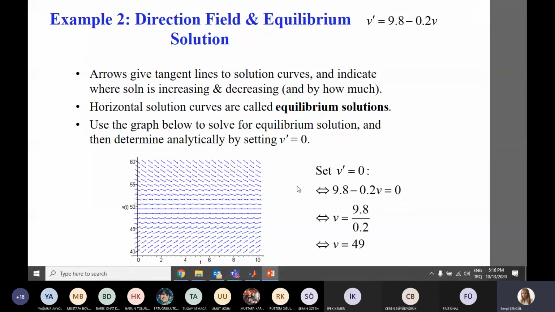Okay? And how can we find the equilibrium solution? It is easy. You are going to set your derivative function equal to 0, and you will solve the right-hand side for v. So if this equals 0, which means that 9.8 minus 0.2v equals 0, if I solve this for v, I can find the equilibrium solution.